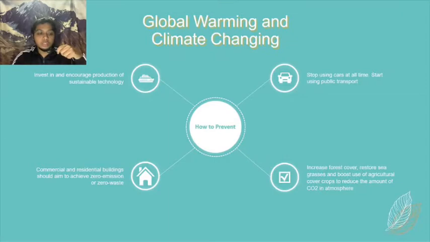So what could we do to prevent global warming and climate change? The first one is invest in and encourage production of sustainable technology. Second one is stop using cars at all times. Instead, start using public transport. The third one is commercial and residential buildings should aim to achieve zero emission or zero waste. The last one is increase forest cover, restore seagrasses, and boost use of agricultural cover crops to reduce the amount of CO2 in the atmosphere.